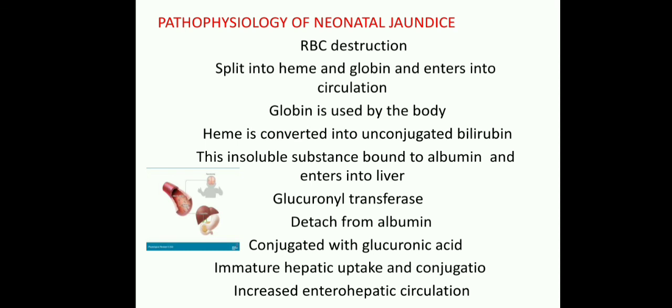So it is conjugated with glucuronic acid. With immature hepatic uptake and decreased conjugation, it may lead to increased enterohepatic circulation. Once the unconjugated bilirubin enters the blood circulation, that is the hepatic circulation, the child's skin discoloration will be there. It won't be excreted, and when the baby passes urine through the kidneys, discoloration of the urine will also be there, and then discoloration of the skin will be there.